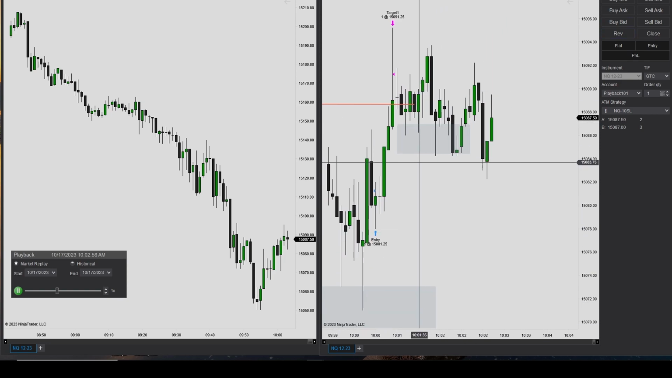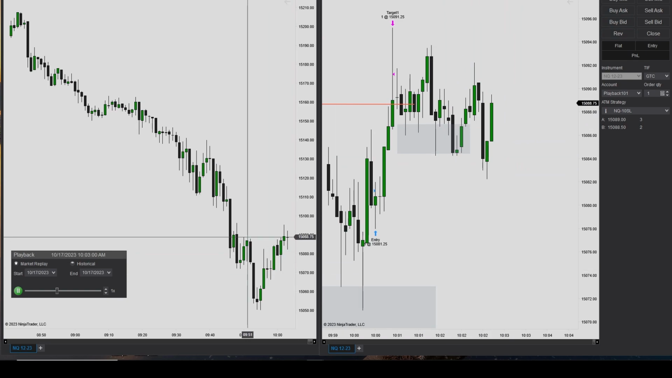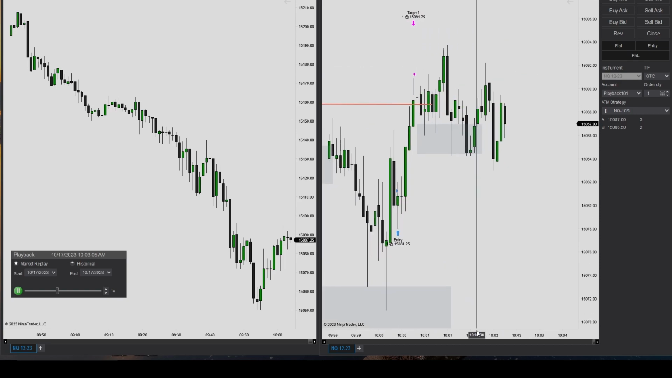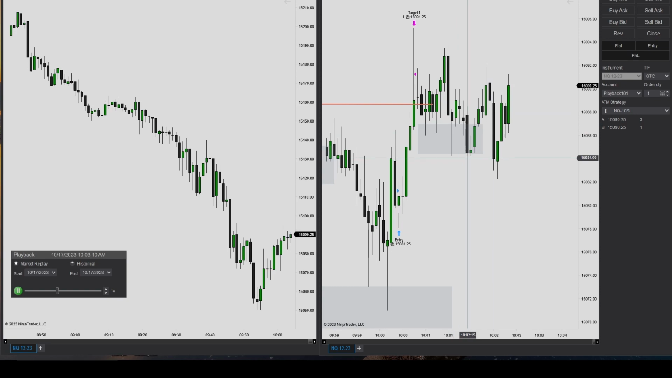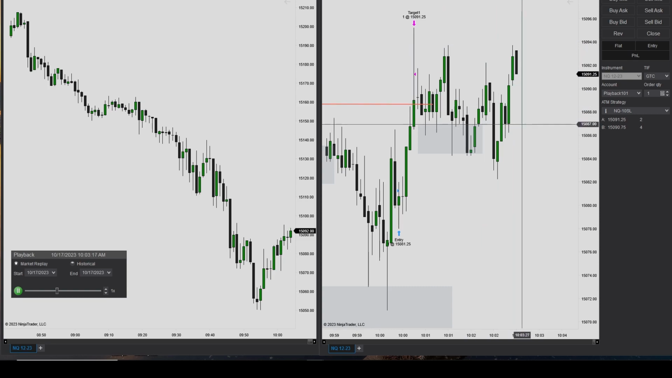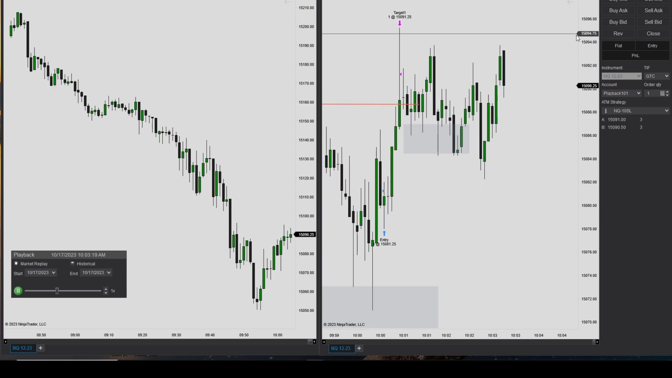Let's see. Yeah, I'm a little unsure here. Candle closure above here. If we get another retracement down here, maybe I'll get long. No candle closure, double top. Let's see if this low is preserved.